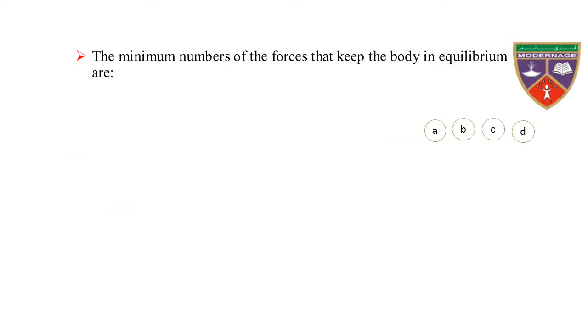The minimum number of forces that keep the body in equilibrium are option A 2, option B 3, option C 4, option D 5. The key is 2. Therefore, the correct option is A.